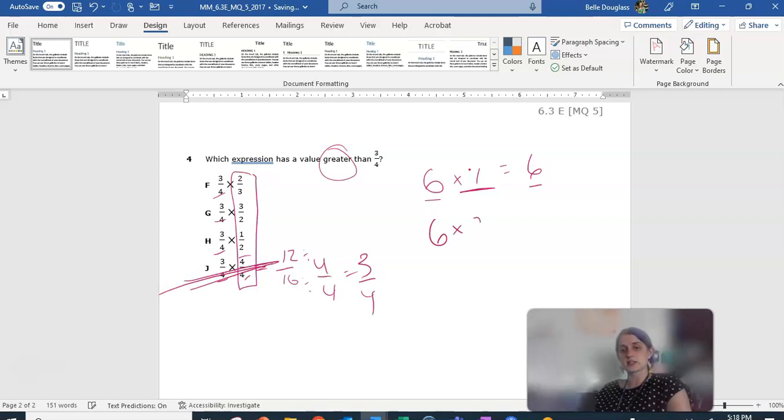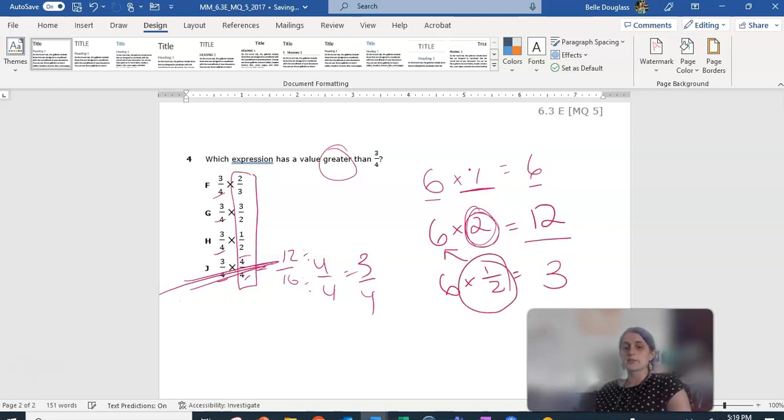What happens if I say 6 times 2? A number that's bigger than 1 gives you an answer that's bigger than the number you started with. 6 times 1/2 is 3. When you multiply by something smaller than 1, you get an answer that's smaller than what you started with. So I do not want smaller, I want bigger. So I'm looking for which of these 3 fractions is bigger than 1.